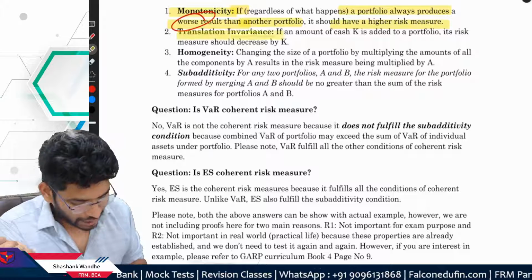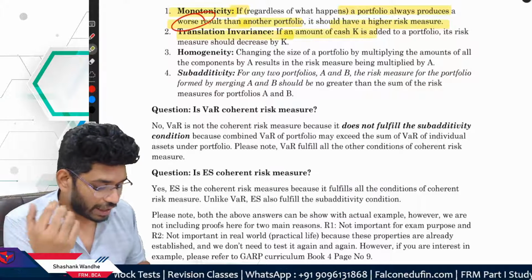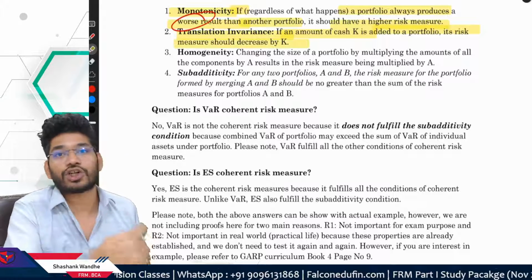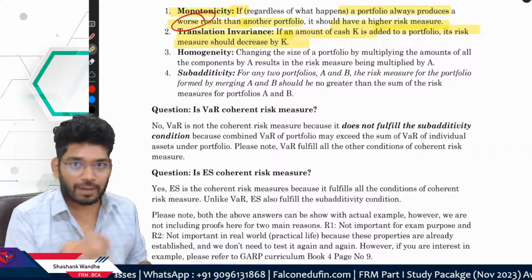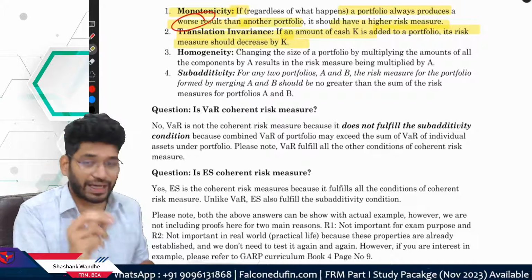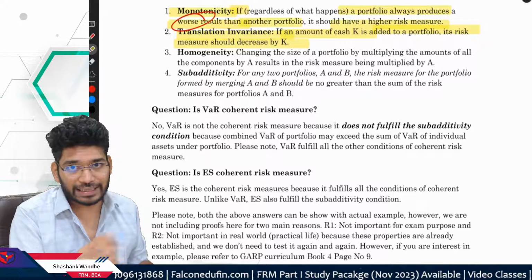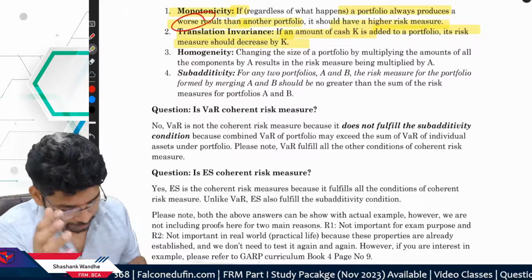Then second, the translation invariance. Translation invariance means if the amount of cash K is added to the portfolio, its risk measure should decrease by K. Simple. Why? This particular cash K may be replaced by a risk-free security as well, like a treasury bond. So you have to remember this also.